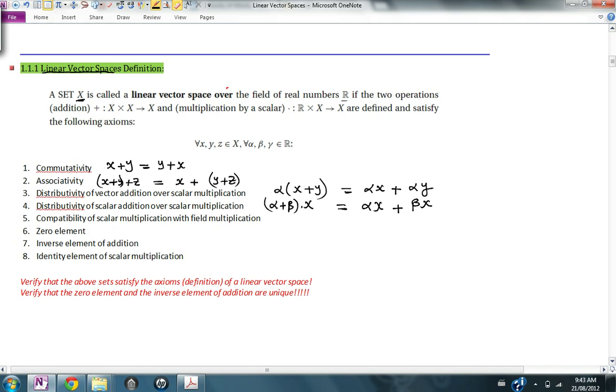The next property is compatibility of scalar multiplication with field multiplication. If I have two numbers, alpha and beta, I multiply those two numbers and then multiply the result by a vector x, this is equivalent to multiplying alpha by the result beta x.